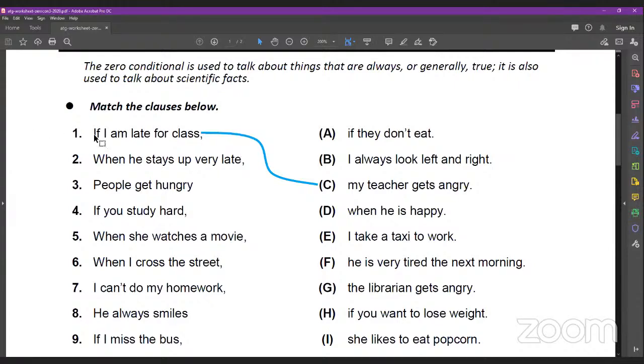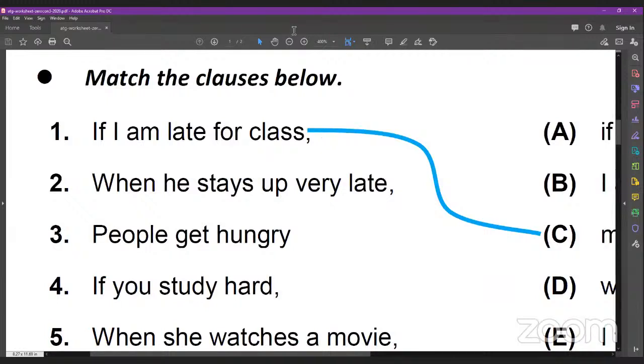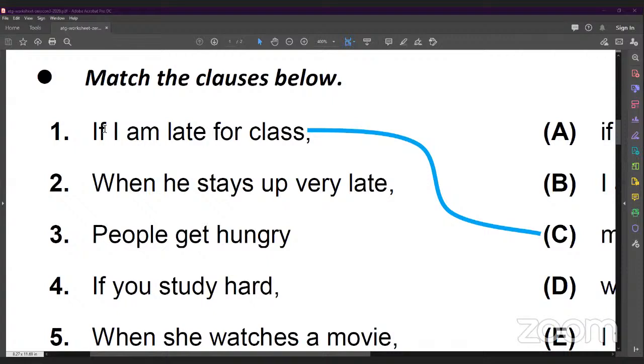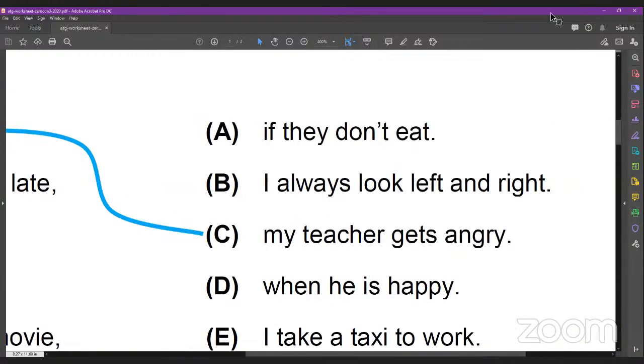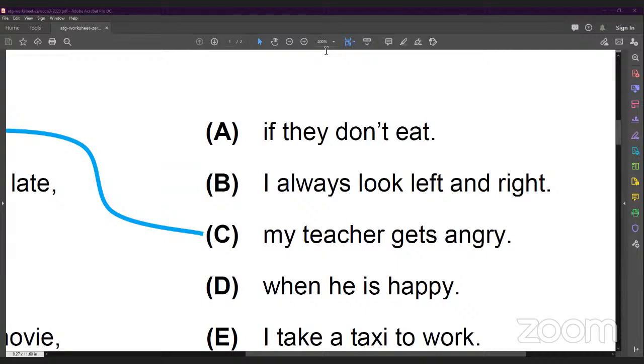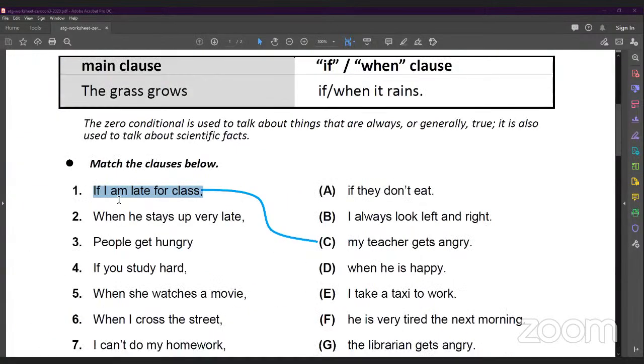Look. Number one, if I'm late for class, si llego tarde a clases, my teacher gets angry. You see? If I'm late for class, my teacher gets angry. Here we have the two clauses, action and the consequence.